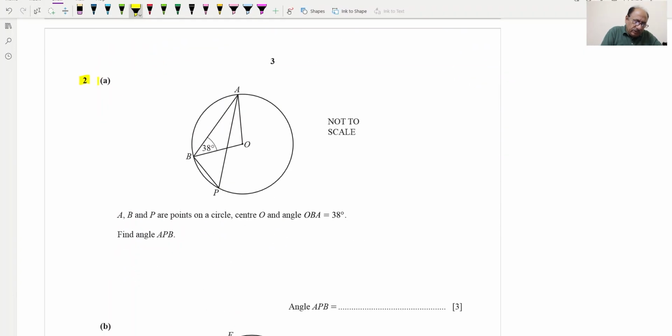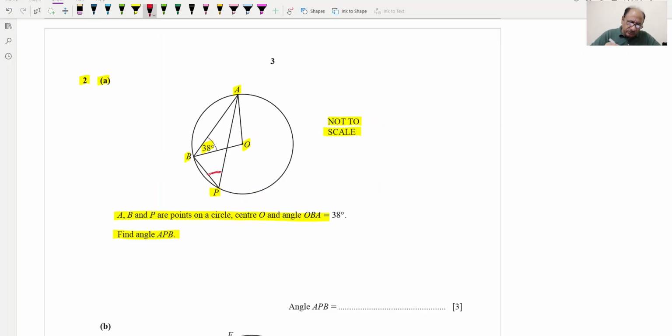Question number 2a part, circle theorem question. Diagram is provided which is not to scale. A, B and P are points on the circle. A is this one, B and P, and O is the center. So this is center, and angle OBA is 38. Find angle APB. APB is which angle? APB we can figure out. This is the angle which we need to find.